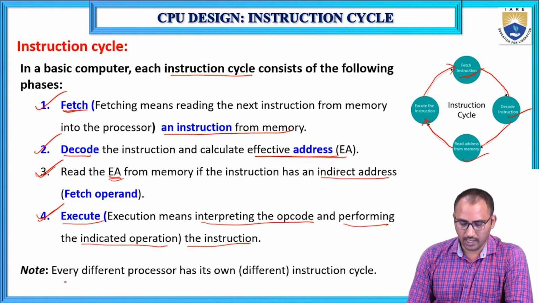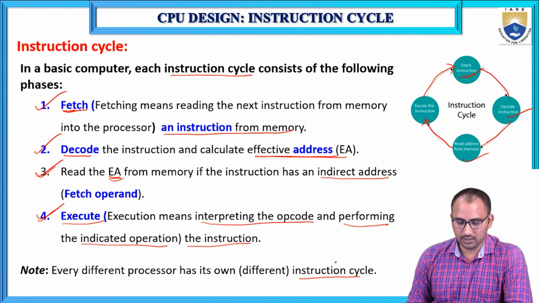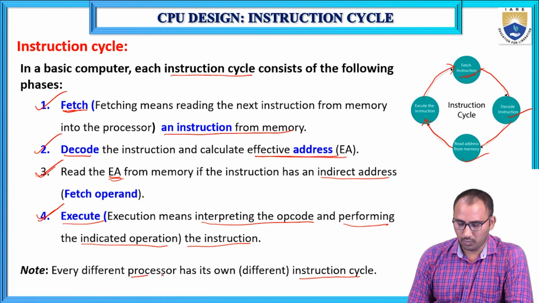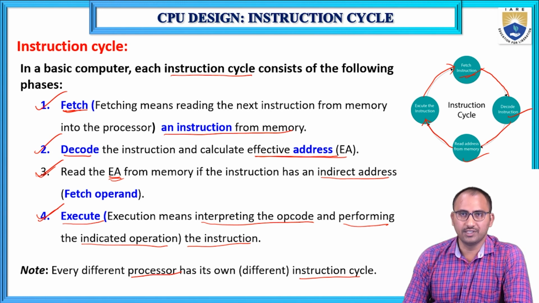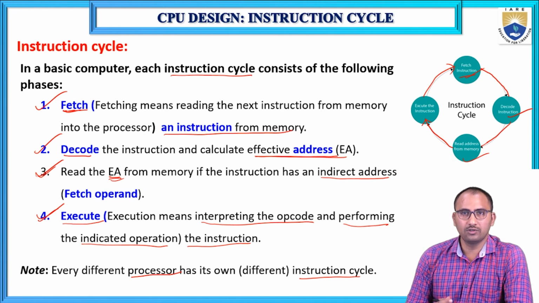And here note, every processor has its own instruction cycle, because the number of phases depends upon the processor. Some processors have only 3 phases, but some processors have 4 phases. So that depends upon the processor type.